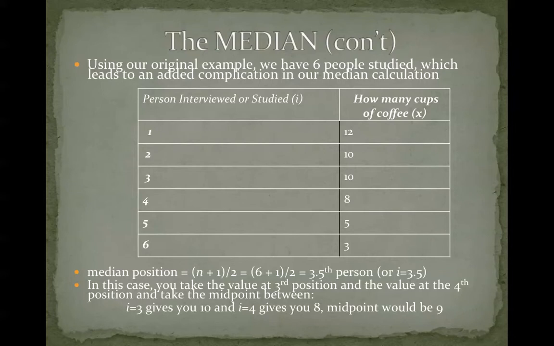And sometimes it might even be the same number. If this were 10 and 10, the middle number would be 10, right? So that is the median calculated using a sample size with even numbers.